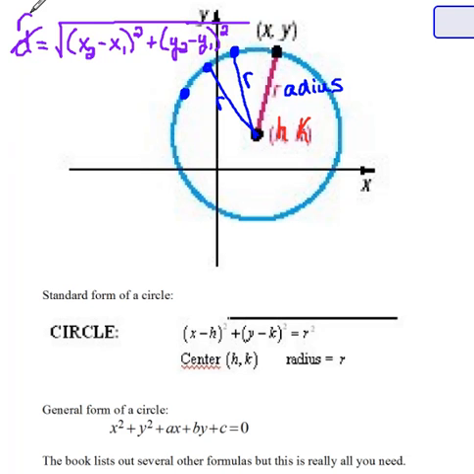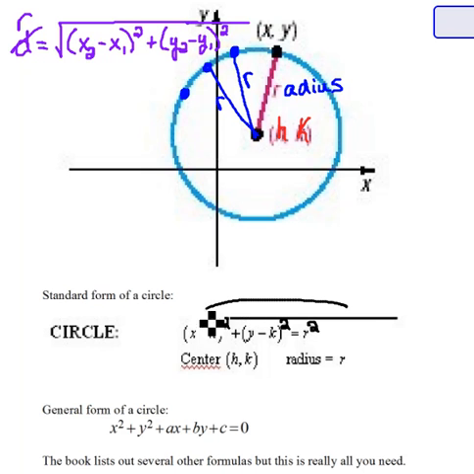Now, as we are working through some of these problems, you're going to need some formulas that are very specific to circles. And those formulas are here. This is called the standard form of a circle. And it is x minus h squared, plus y minus k squared, equals r squared. Remember, h is the x coordinate of the center, and k is the y coordinate of the center. And r, again, represents the radius of the circle.